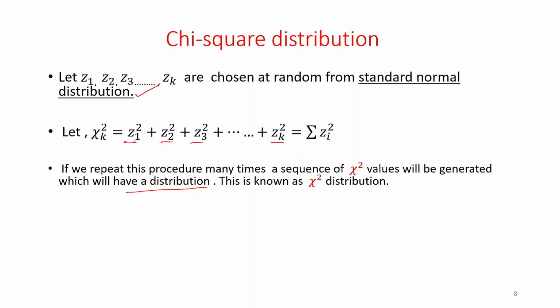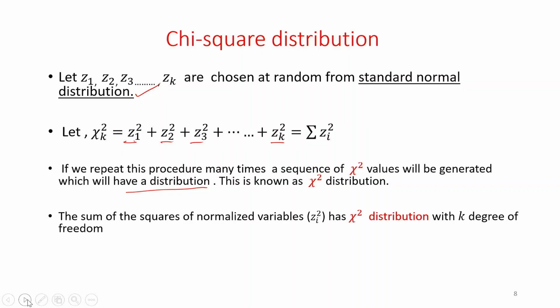Suppose that is chi-square 1. Again we go for finding out chi-square 2. So in chi-square 2, we again take Z values, which is Z1, Z2, Z3, Z4 up to Zk. Then we square them up and add them together. Then we get chi-square 1, chi-square 2, chi-square 3, chi-square 4. We keep repeating this. And if we repeat it suppose 30-40 times, then we will find that there are various values of chi-squares, and therefore it also follows a distribution. It is known as the distribution of chi-square.